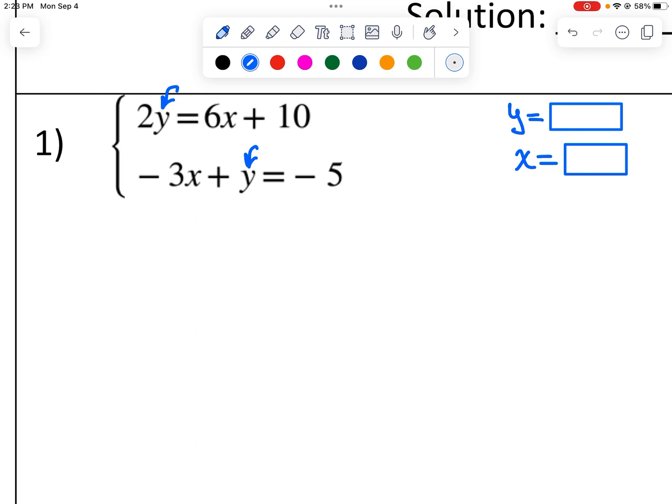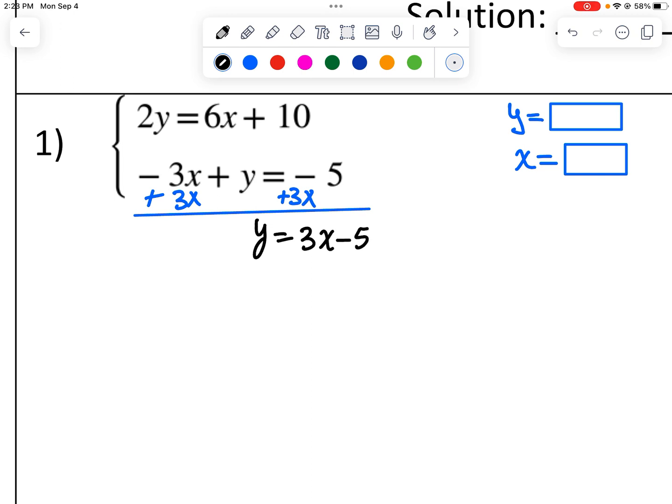If I choose to get this y by itself, then the only thing I would have to do is move the negative 3x over. So let's do that. Let's erase all this stuff that I've thrown on there, and let's take the very first equation and add 3x to both sides. And that's going to get us y is equal to 3x minus 5. All right. So now we have this equation and this equation.